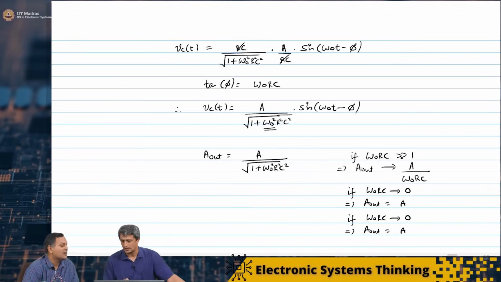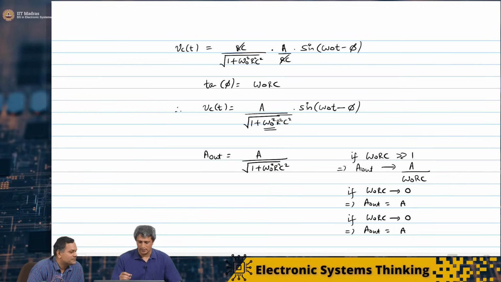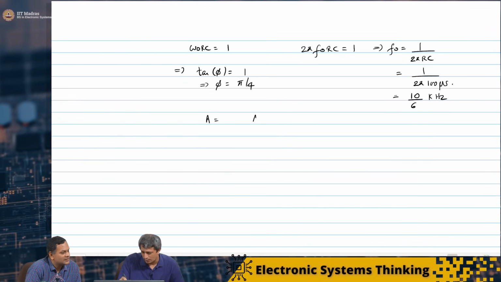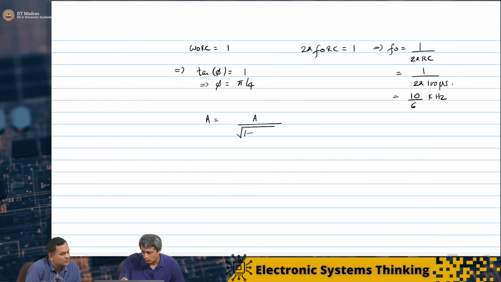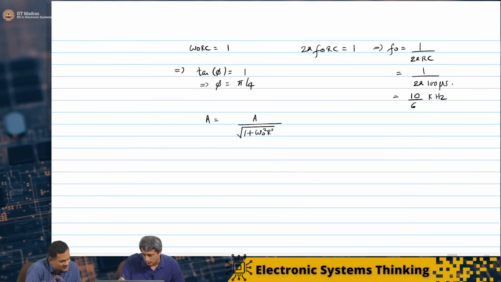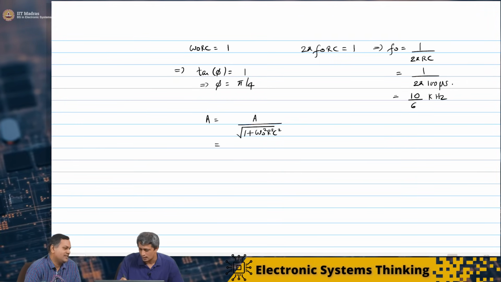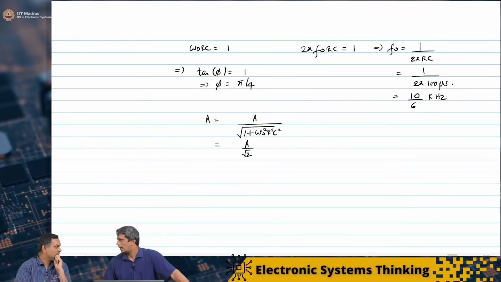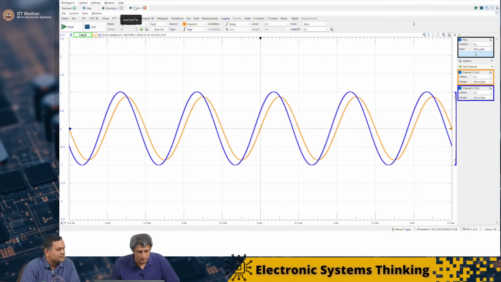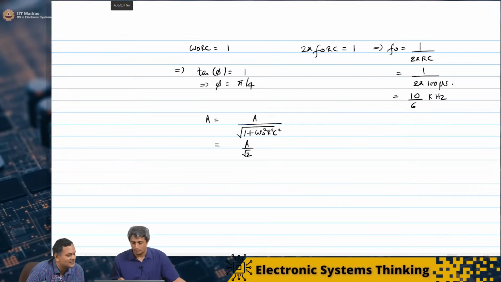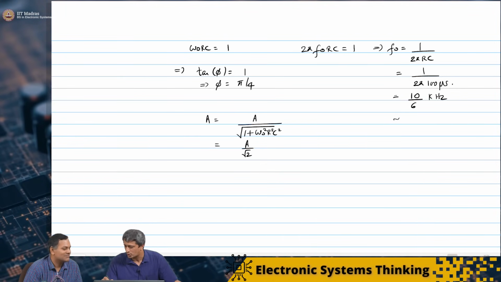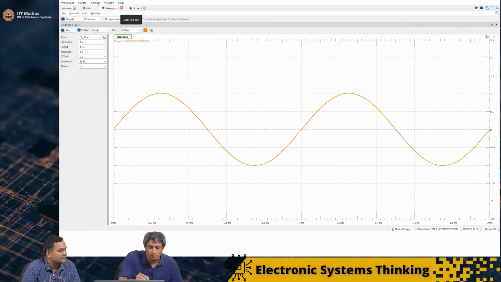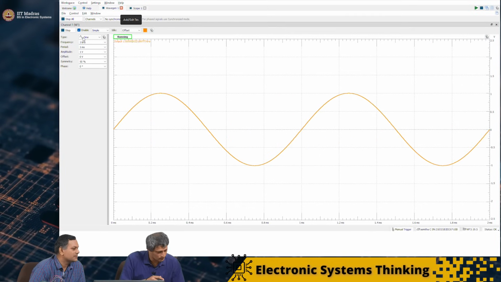And what is the amplitude, by the way? That's the other interesting thing. The amplitude is A by square root of 1 plus omega naught squared R squared C squared, and that we are saying is A by root 2. So 1 over 1.4, that's about 0.7. It should be about 0.7 volts. Remember, we have an error. It's approximately 1.4 kilohertz. Can we give a number here? I think so.